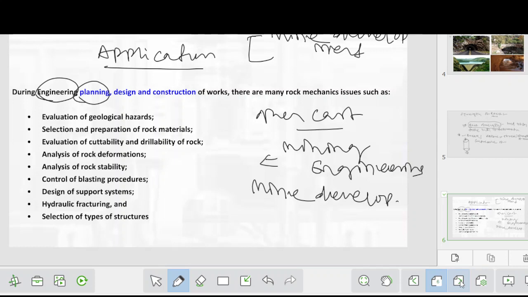ठीक है, जैसे मान लो अंडरग्राउंड माइन कंस्ट्रक्ट कर रहे हो, and what is the stability of the rock? If you go across the strike direction or across the dip direction, how will you construct that tunnel or any type of mines? Clear or no? So this is the very application of the engineering geology. ठीक है, be it planning, be it designing, construction work. ठीक है, there are many types of rock mechanics issues. ठीक है, what is meant by rock mechanics?